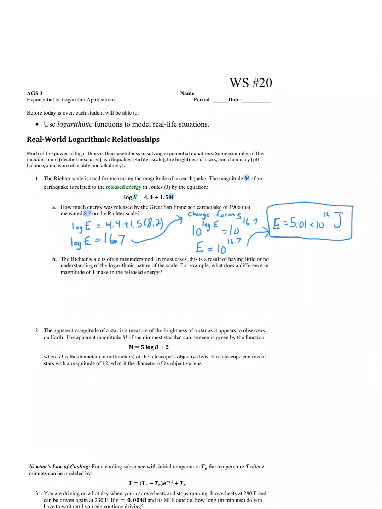And that's when we got the 5.01 e to the 16. That's 5.01 times 10 to the 16th power. That's how we'd rewrite it in scientific notation to be appropriate.